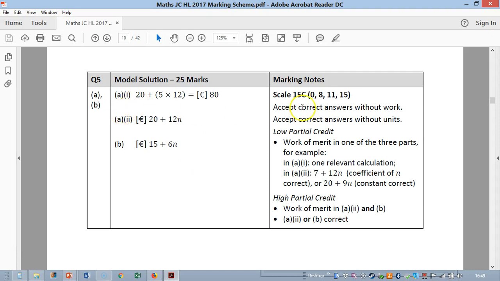Now, before I move on to the next part, I want to clarify that parts A1, A2, and B are all marked together, which is pretty unusual. You'll see there, if you're on higher level and you want to do really well, you need to be fairly aware of the marking scheme, what things are going for.